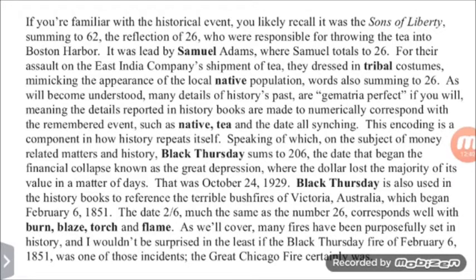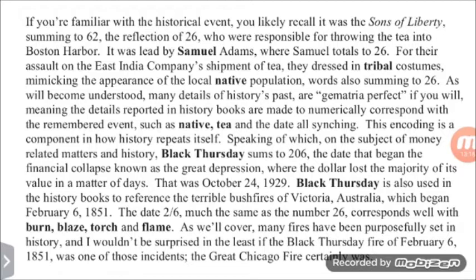As will become understood, many details of history's past are Gematria perfect, if you will, meaning the details reported in history books are made to numerically correspond to the remembered event, such as native, tea, and the date all syncing. This encoding is a component in how history repeats itself.